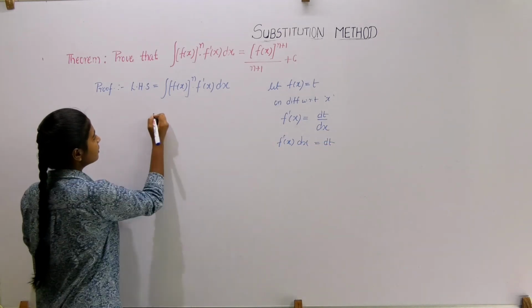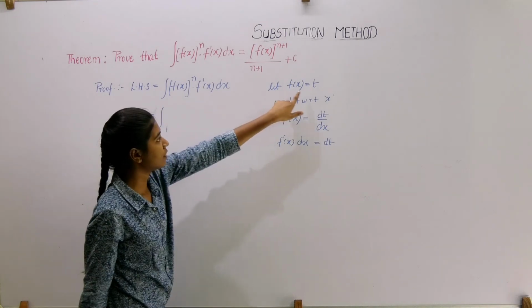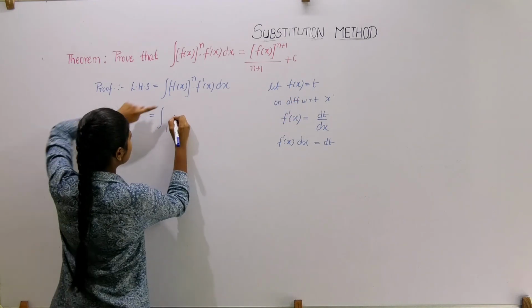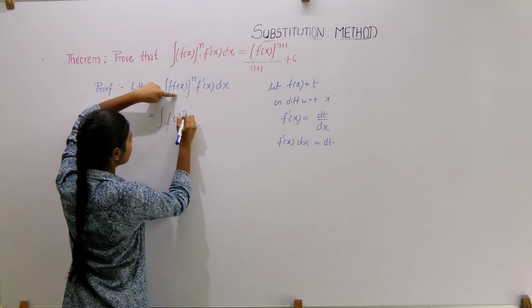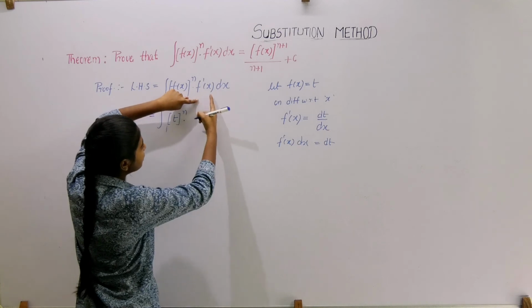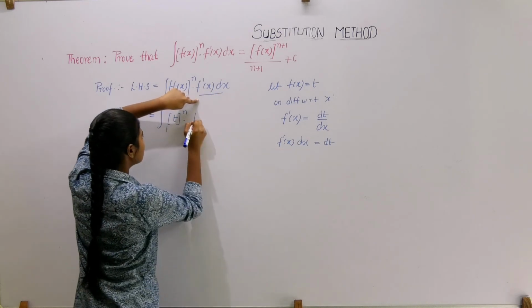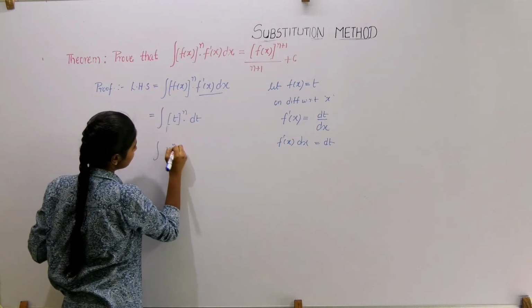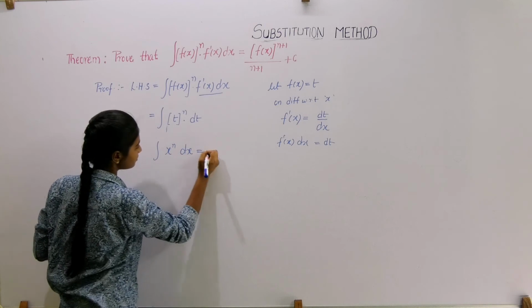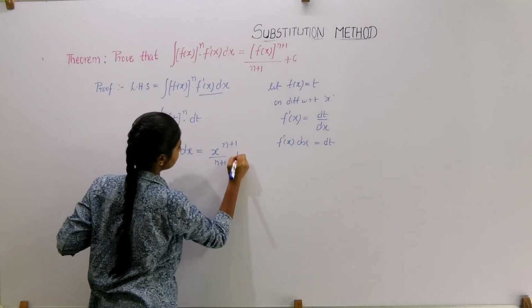Here we write integral as per the assumption f of x is equals to t. In the place of f of x I substitute t. It becomes t power n into f dash of x dx. In the place of f dash of x dx we substitute dt. Now this is in the form of integral x power n dx is equals to x power n plus 1 by n plus 1 plus c.